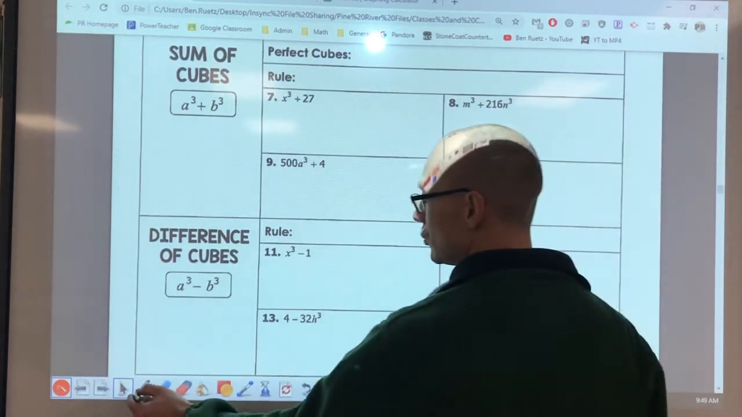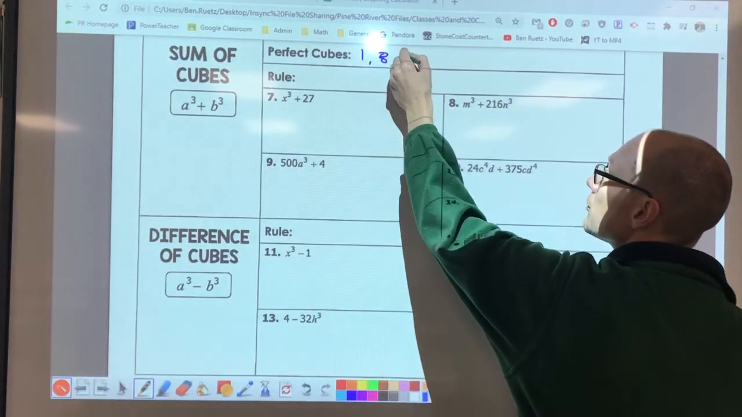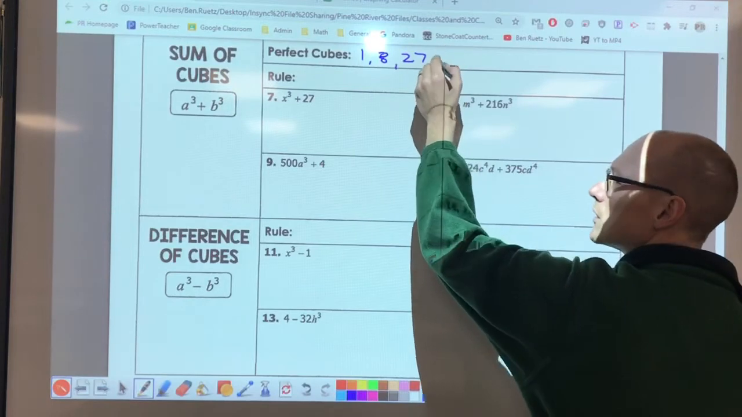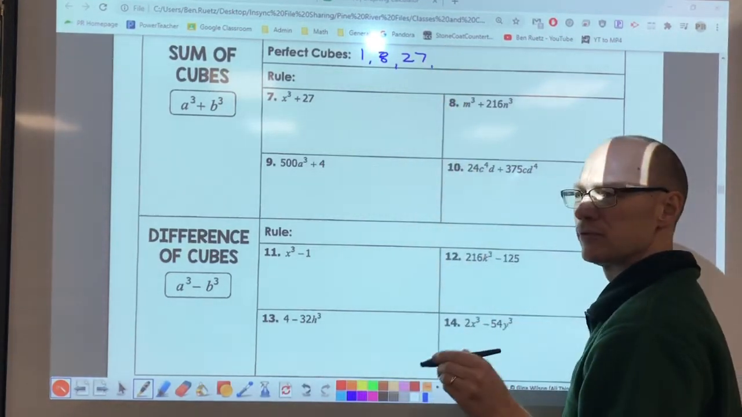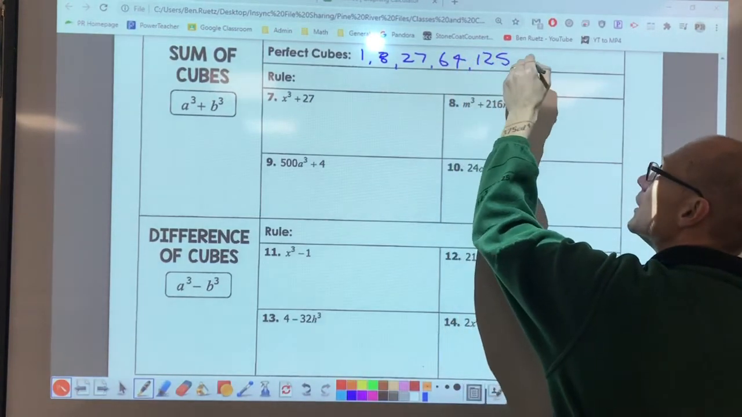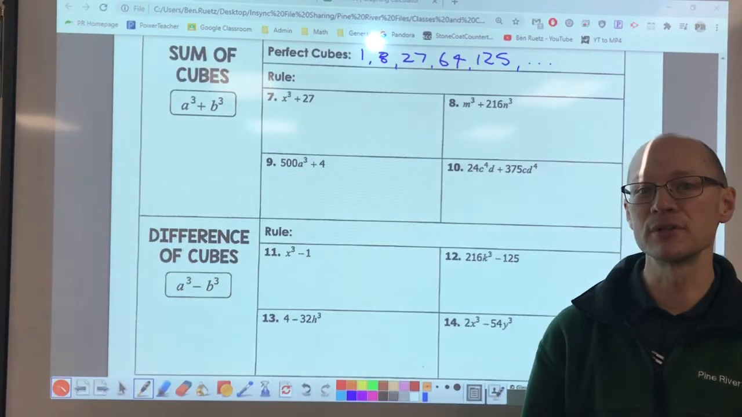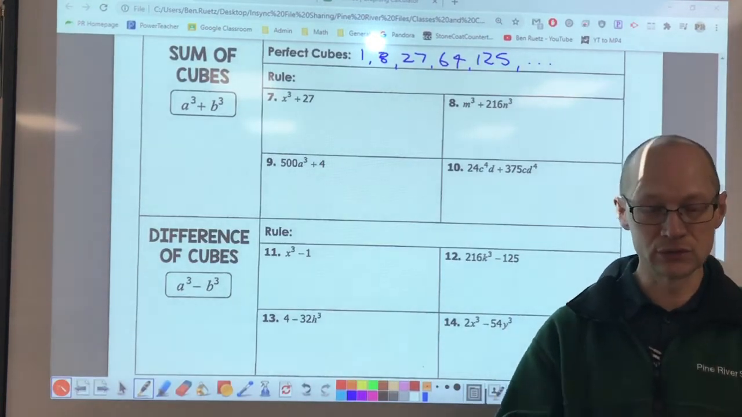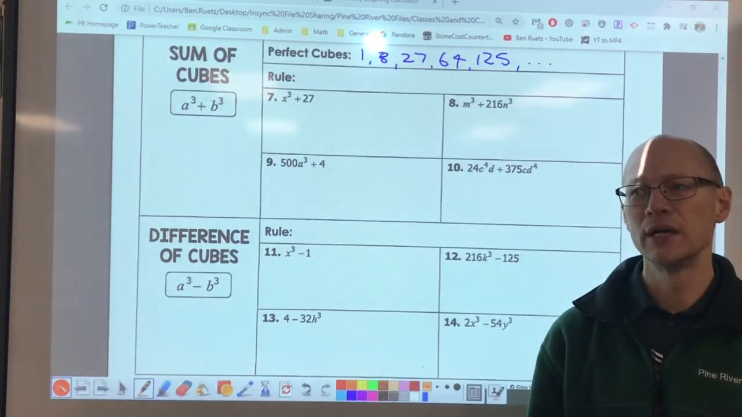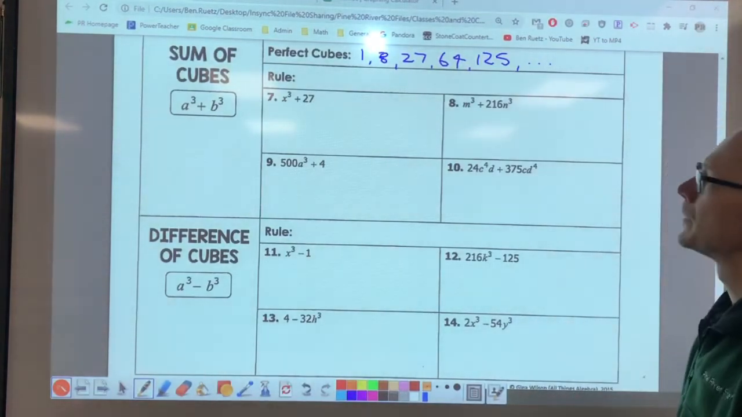The perfect cubes, what are the perfect cubes? 1 cubed, 2 cubed, 3 cubed, 4 cubed, is that 4 times 4, 16 times 4, 64, 5 cubed, so forth and so on. If you can recognize those numbers, maybe even have a little list of them. I should maybe put a note in Google Classroom about some perfect cubes, but you could look them up.